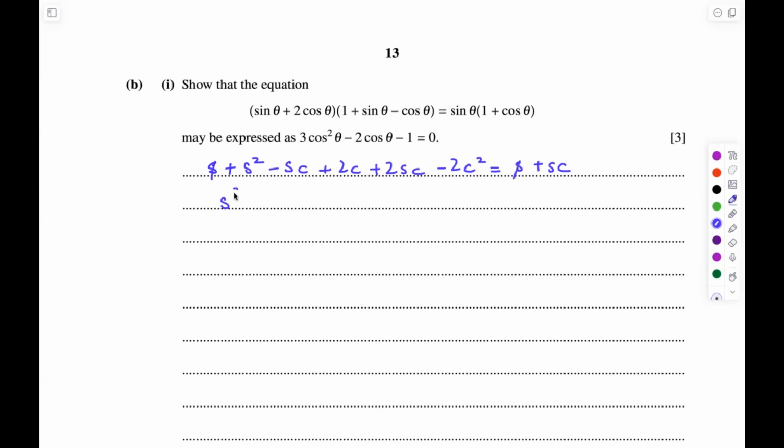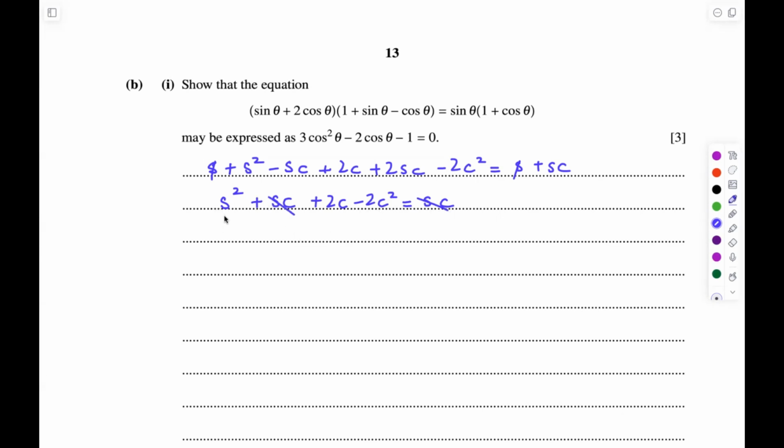So on the left hand side, we'll have sine squared and minus sine cos plus 2 sine cos will become plus 1 sine cos. So this will be plus 1 sine cos. And then we have plus 2 cos minus 2 cos squared equals to sine cos. Now again, sine cos and sine cos on both the sides will cancel out.